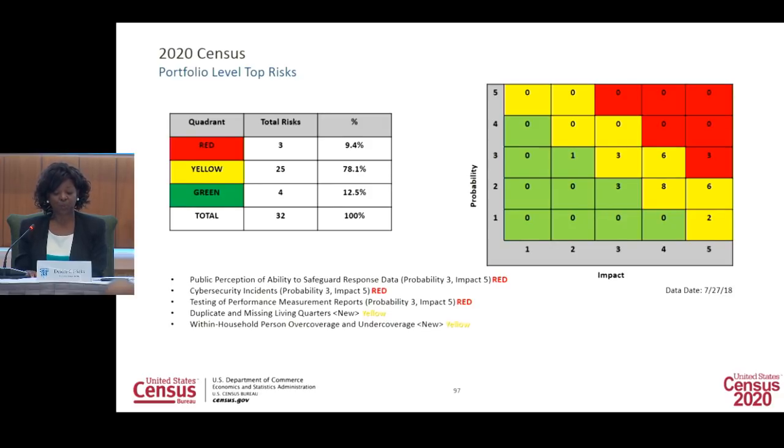The first is duplicate and missing living quarters within our address frame. This risk was identified in our 2010 cycle, and we have now brought it back as a yellow risk. In addition, a second risk is a risk on within-household person overcoverage and undercoverage, which is erroneous enumerations.